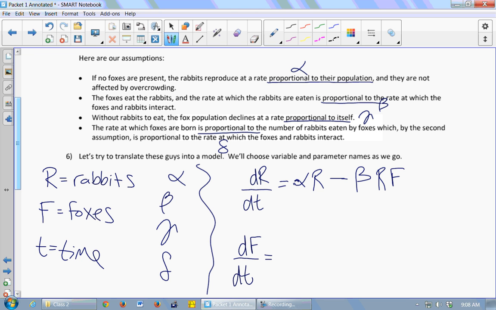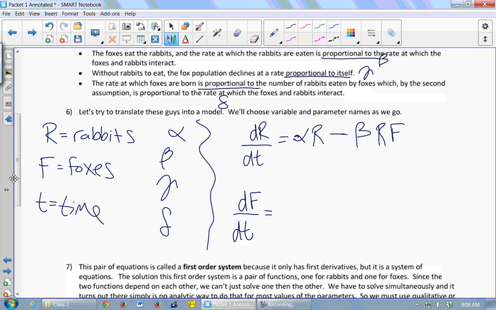Okay, so now that you know the trick about R times F, let's see if we can come up with dF/dt. Using this first bullet, without rabbits to eat, the fox population declines at a rate proportional to itself. So how do I write that part of dF/dt? Gamma, we just used beta. Yeah, gamma F. We could assume gamma is positive and then put a negative sign in front, or we could write in our assumption that gamma has to be negative. I don't remember which one your book does. It assumes all the parameters are positive, so we have to throw a negative there.